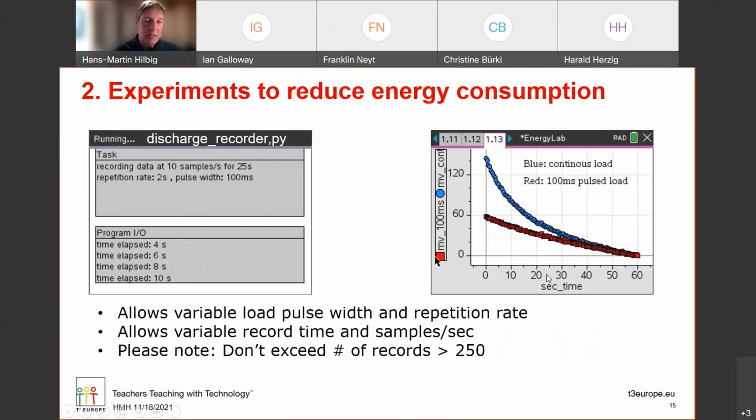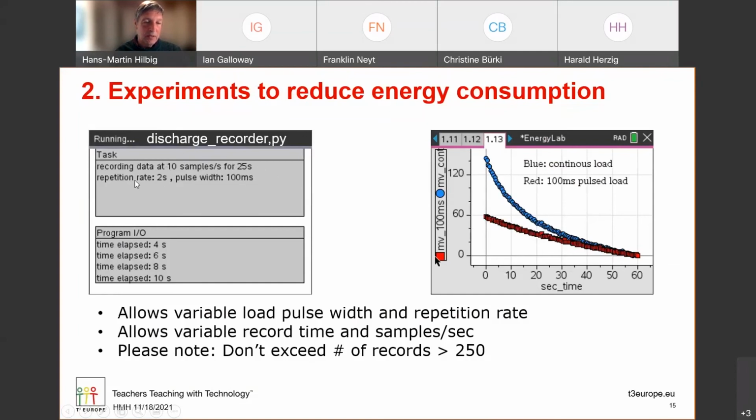The third experiment is rather a combination of the first two, which I call the Discharge Recorder. So again, it will apply the load circuit, the LED, to the charged supercap, but you can provide a couple more variables to the whole thing. So first of all, you can say, okay, how many samples per second will I measure for my discharge voltage, and for how long a time will I measure these samples per second?